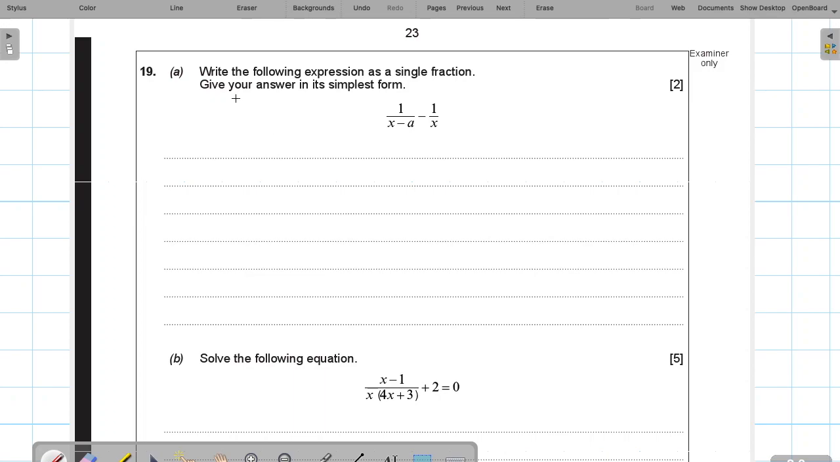Question 19, Part A. Write the following expression as a single fraction. Give your answer in its simplest form. So 1 over x minus a, minus 1 over x.